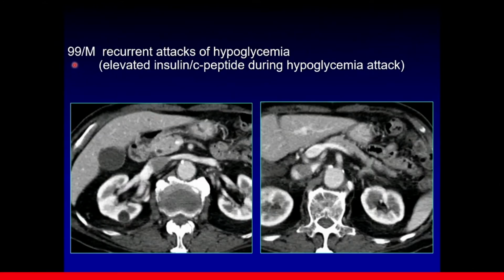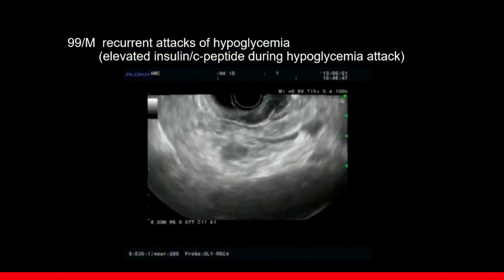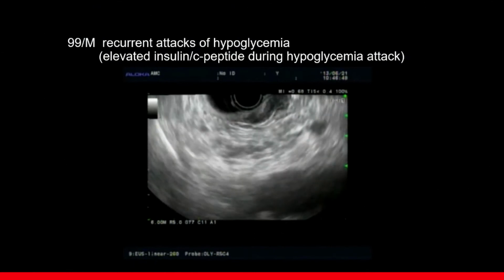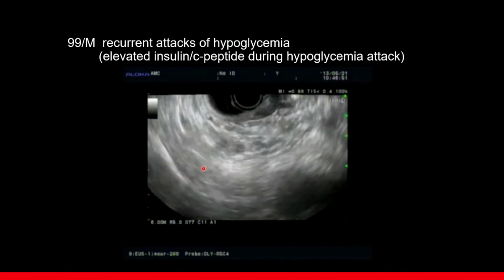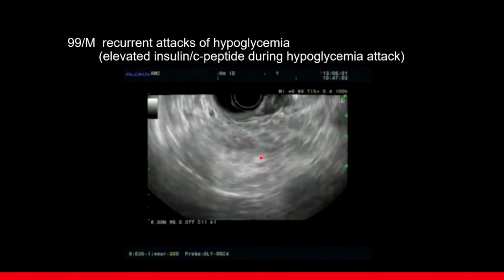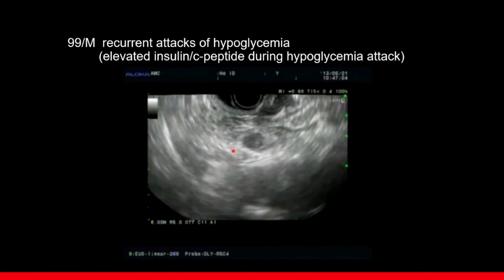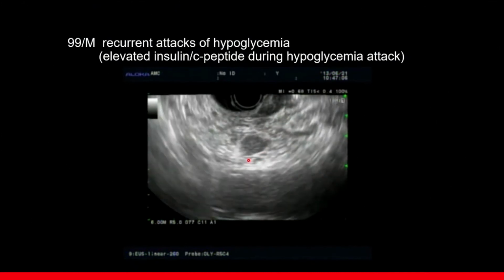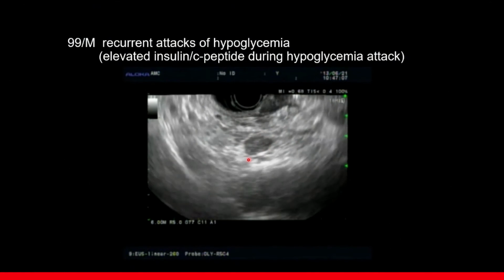This is 99-year-old patient with recurrent attacks of hypoglycemia. The CT scan did not show any lesion in the pancreas. So we did EUS examination to find out the lesion in the pancreas. When we did EUS, there was about 1 cm sized hypoechoic nodule in the head of the pancreas.